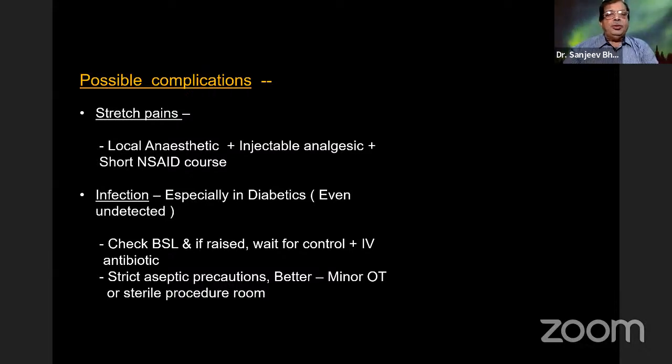Of course, the possible complications, first, which I have noticed in the beginning, is the stretch pains. We are giving these injections in fibrous tissues. And so to begin with, for about 12 to 24 hours, patients can get stretch pains. And for that, I usually mix this steroid with a local anesthetic and also give an injectable analgesic along with it, like a diclofenac injection or a tramadol injection, and also a short analgesic course till they have some pain.